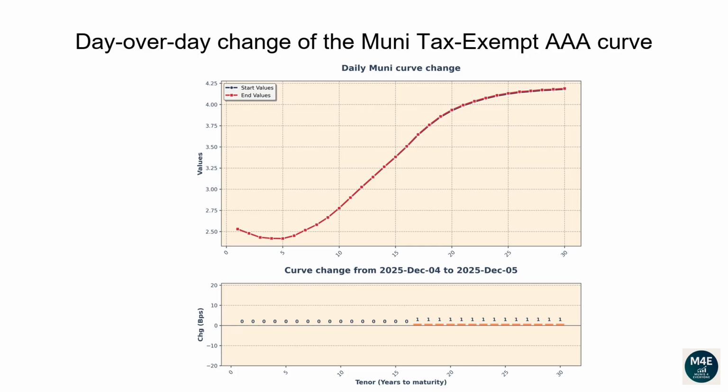Let's now go over how the Muni AAA tax-exempt curve has changed since the prior business date. The graph displayed on the top-hand side shows the most recent curve versus the prior day curve. The bar plot on the bottom-hand side shows instead the difference between the two curves in basis points. As we can see, the entire Muni yield curve moved higher between 0 and +2 basis points.